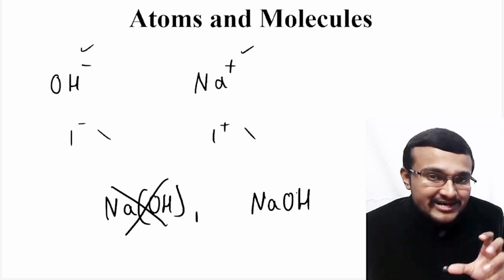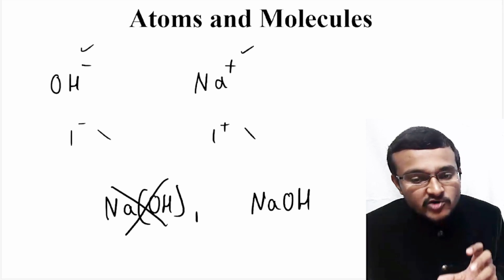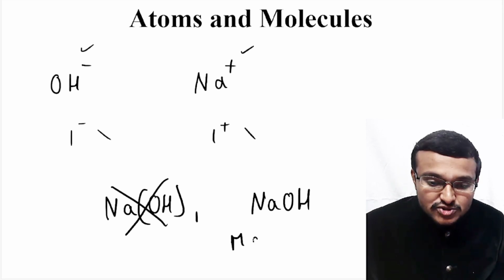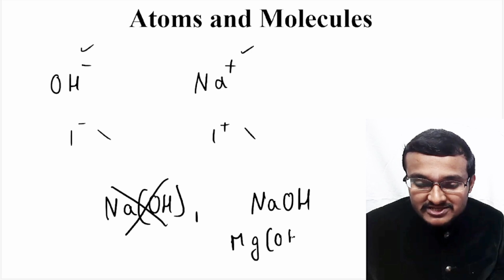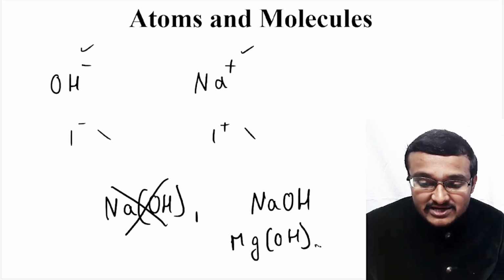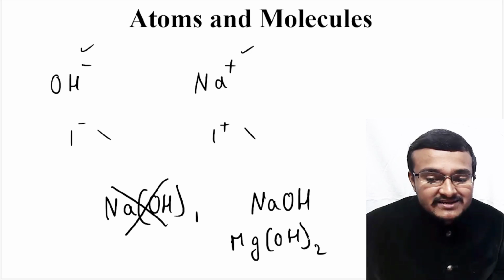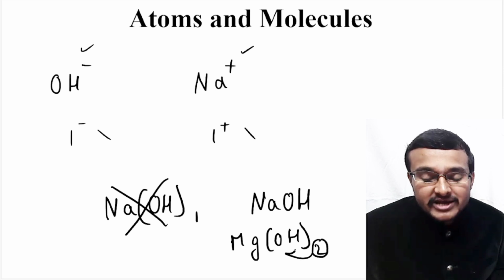Now, if there are two OH ions involved in the bond formation, at that time you should actually put a bracket, like Mg(OH)2. So you should put a bracket for this OH and write 2. If you are putting 2 outside this bracket, it means this 2 belongs to this OH.